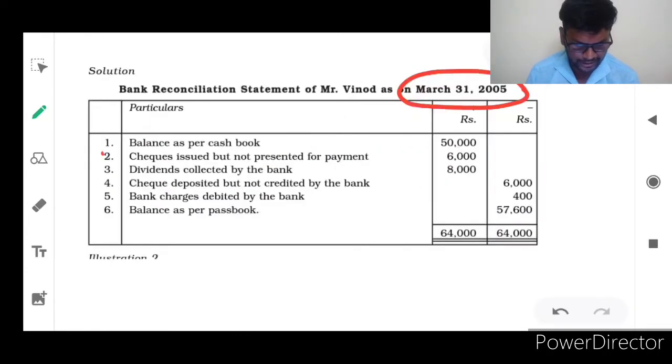So look at this, the balance as per the cash book. It is the first item over here. We have written the amount on the favorable plus side, isn't it? Where we can see plus and minus, here you can see it is the plus side. So plus balance, the available balance in our cash book bank column.